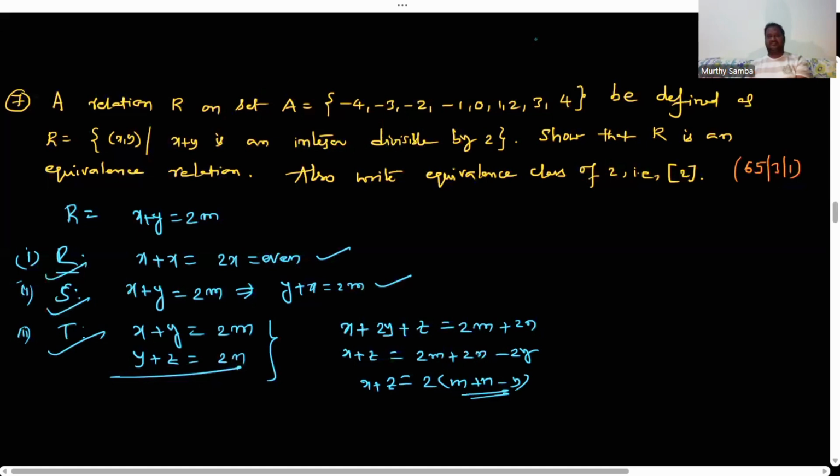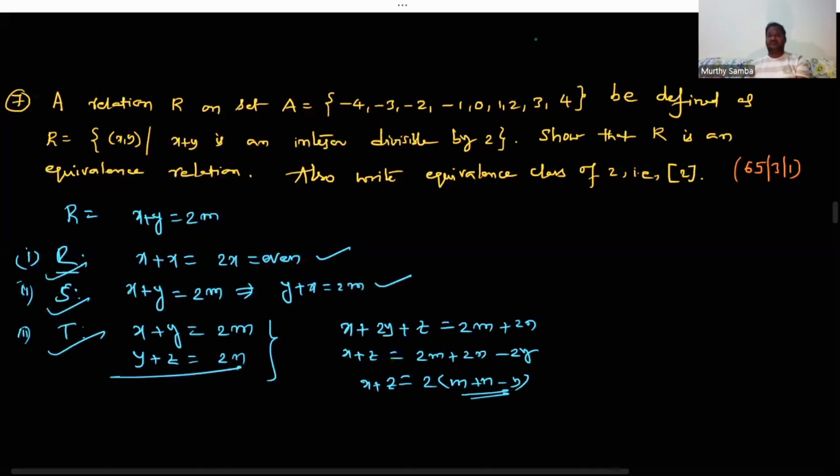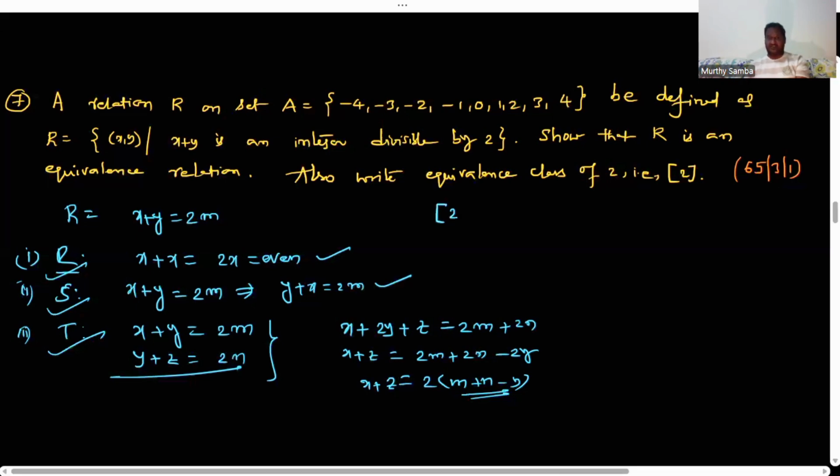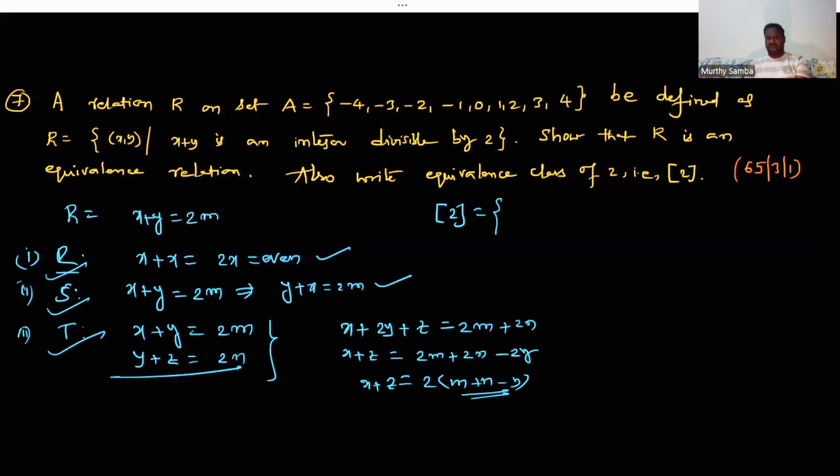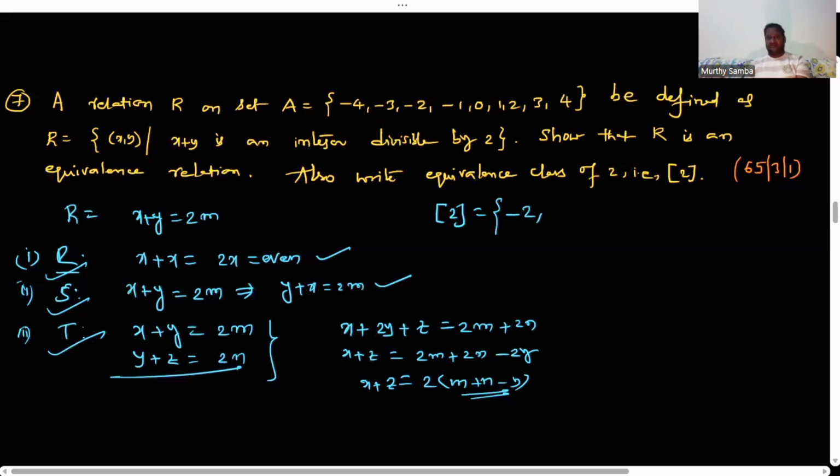And after that, also write the equivalence class of 2. Equivalence class of 2 means what? 2 is related to which all numbers? That means 2 plus which number gives you an even number. See, 2 plus minus 4 is minus 2, an even number. This is minus 4, and 2 minus 3 is not an even number. 2 minus 2 is an even number, as well as 0 is an even number, 2 is an even number, 4 is an even number. So this is the equivalence class of 2, right?